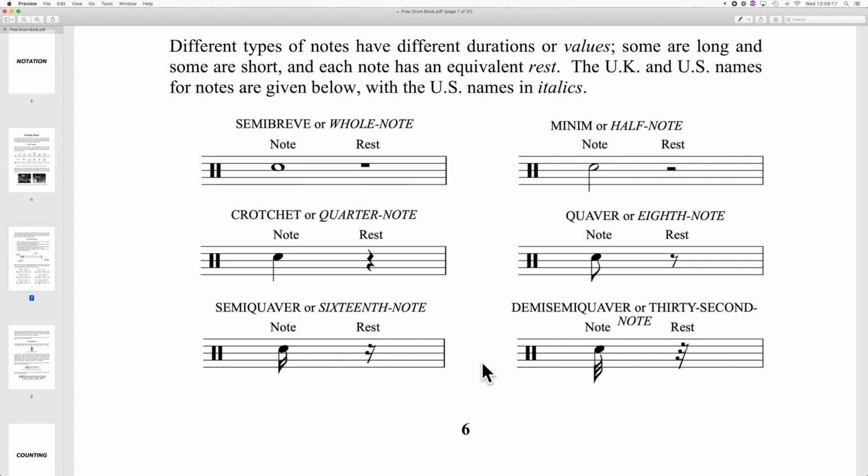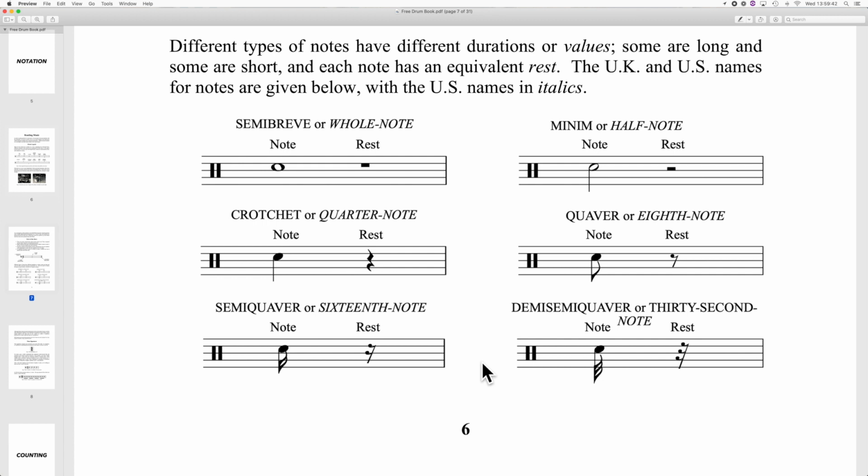Okay, so in this video we're going to talk about the different kinds of notes there are and what they're called, what their durations are, or how long they last. It's really easy to tie yourself in a knot when you talk about the note values, and I'm going to try and make it as simple as possible.